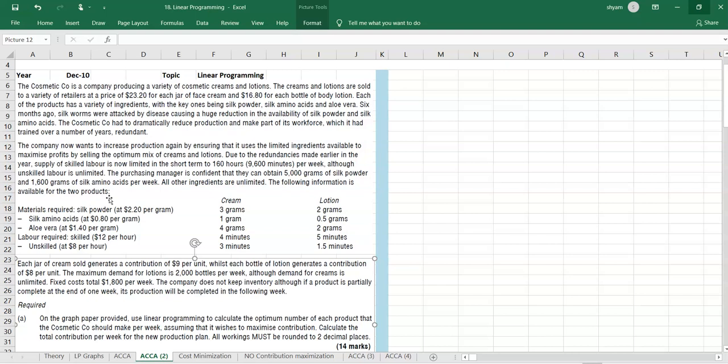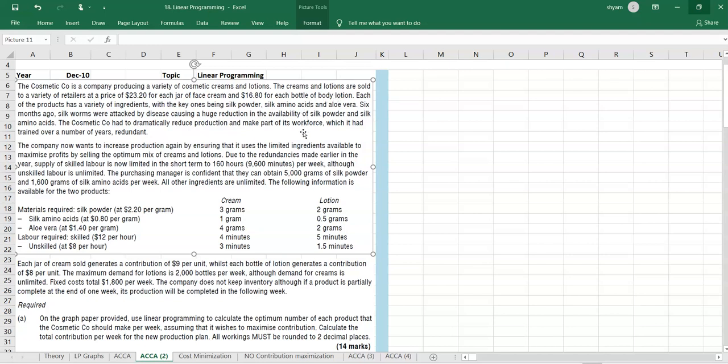Okay, so if you read this question, there are several things which are unique. Number one, linear programming can be applied only when there are two products available. Which ideal combination of the two products has to be produced is where linear programming will help you. This has only cream and lotions.